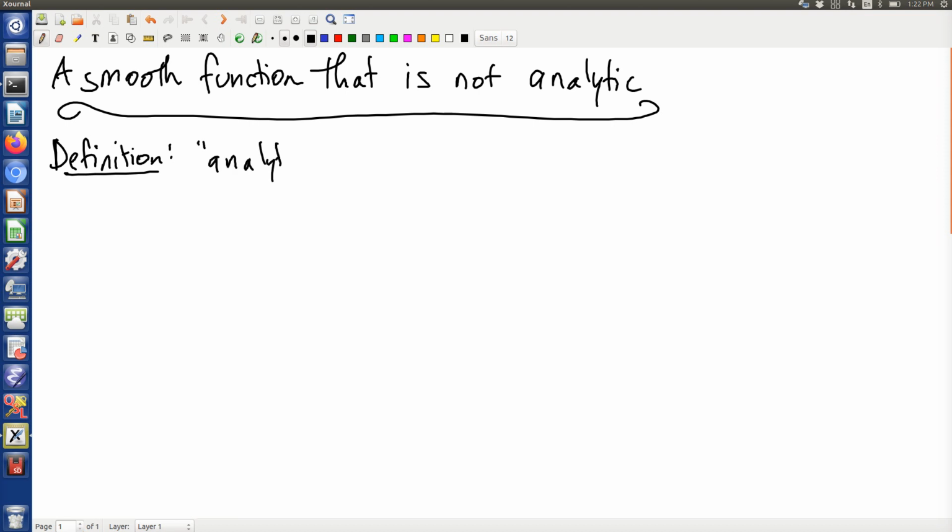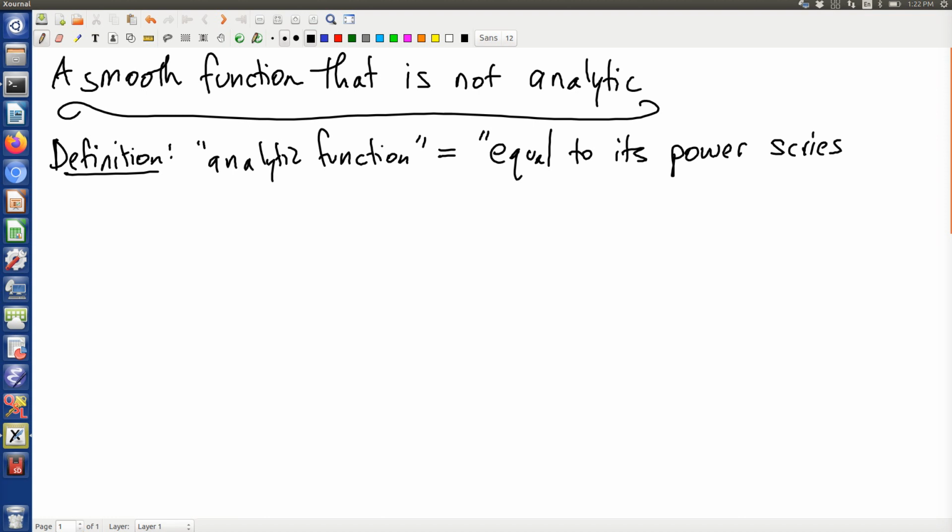Analytic function means equal to its power series. And of course, by power series, I mean Taylor series.